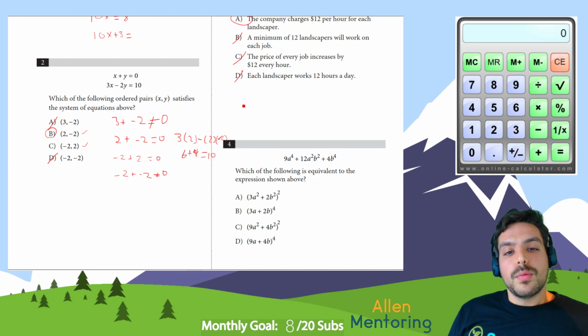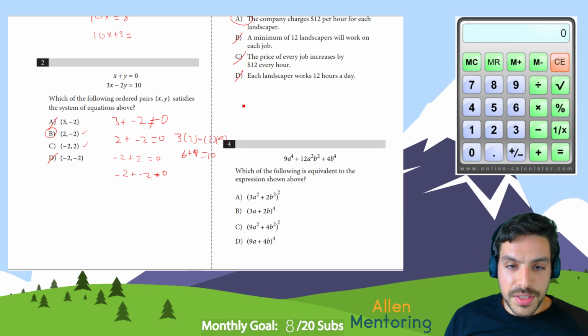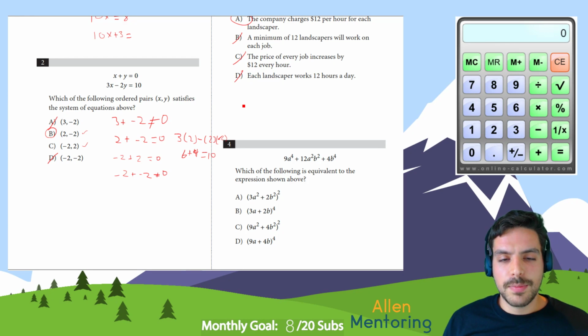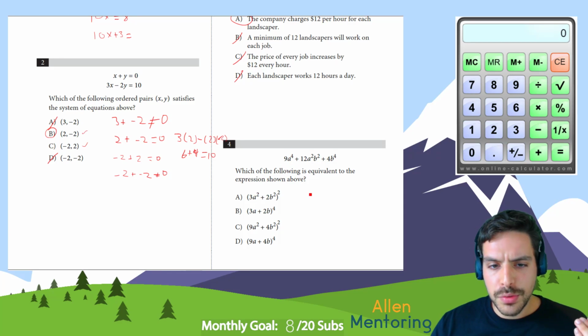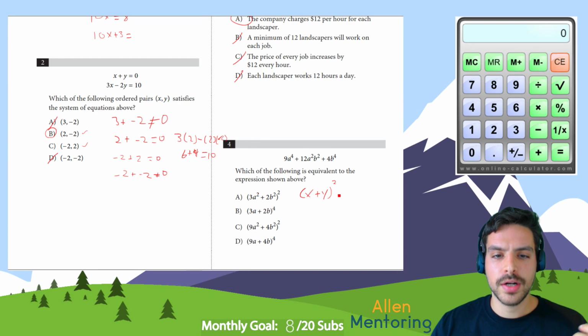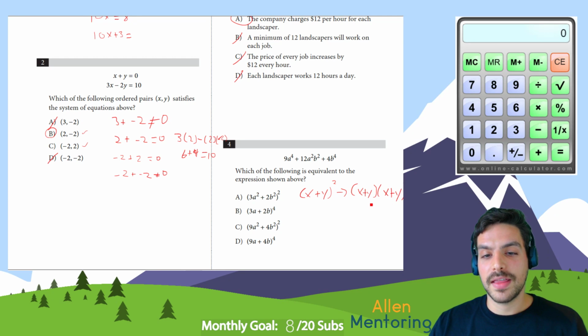Number 4, which of the following is equivalent to the expression shown above? All right, and we see we have a kind of complex polynomial here. And I noticed that the form of these is pretty much what we did on Tuesday, which is foiling, right? So if we have something like x plus y squared, what that means is x plus y times x plus y. And so in order to expand something like this, we use the FOIL method.